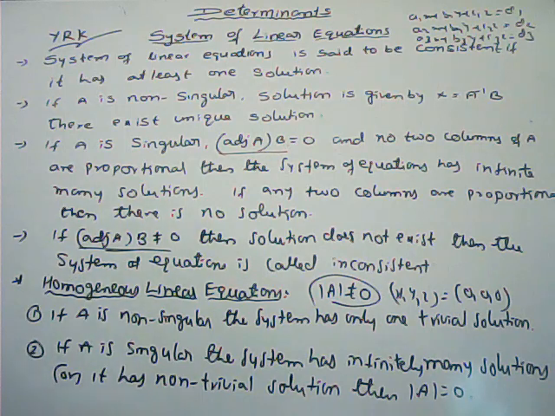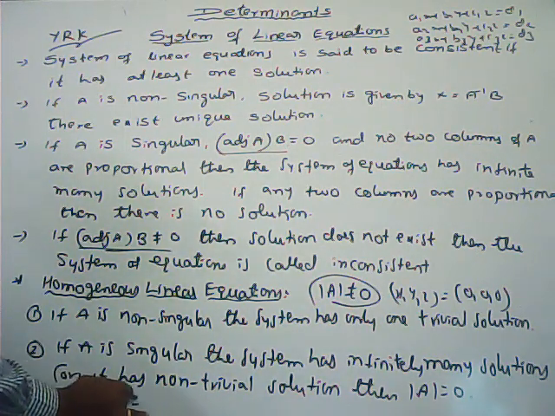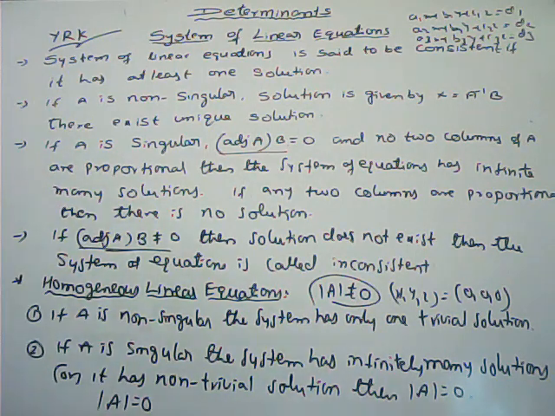And if A is singular, singular means det A is equal to 0. Then the system has infinitely many solutions. A trivial solution means only one is there, 0, 0, 0. The system of equations has a non-trivial solution when det A equals 0.